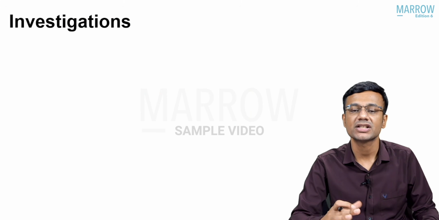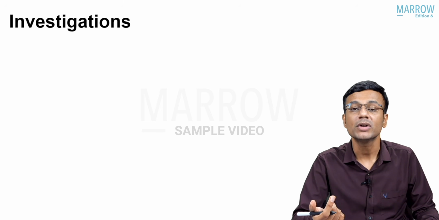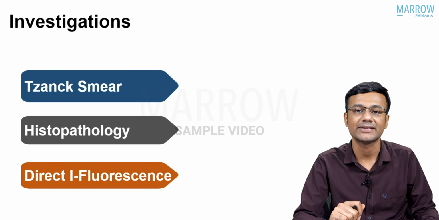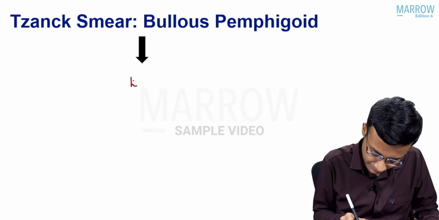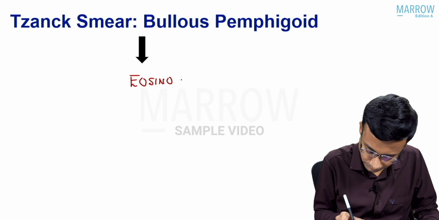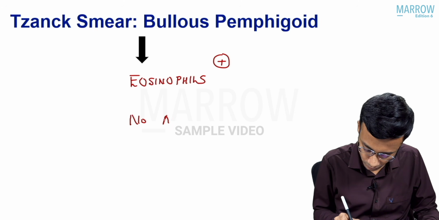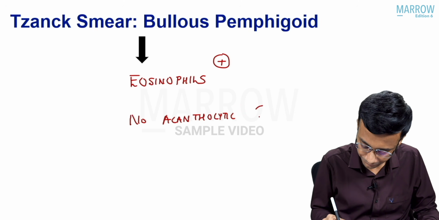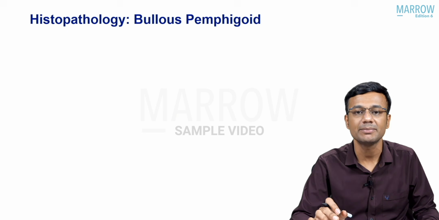The three important investigations we do in any immunobullous disorder. Number 1, we do Tzanck smear. Number 2, we do histopathology. And number 3, we do direct immunofluorescence. So these are the three important tests that we do. First, let's go to Tzanck smear. On Tzanck smear, we are going to find eosinophils. And please remember this important negative point, no acantholytic cells. Only eosinophils will be positive on Tzanck smear in bullous pemphigoid.